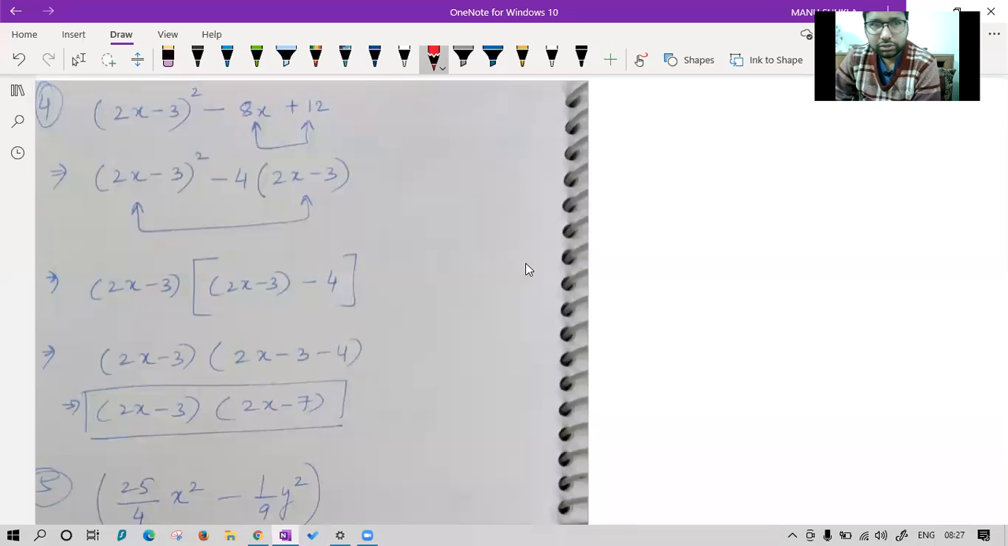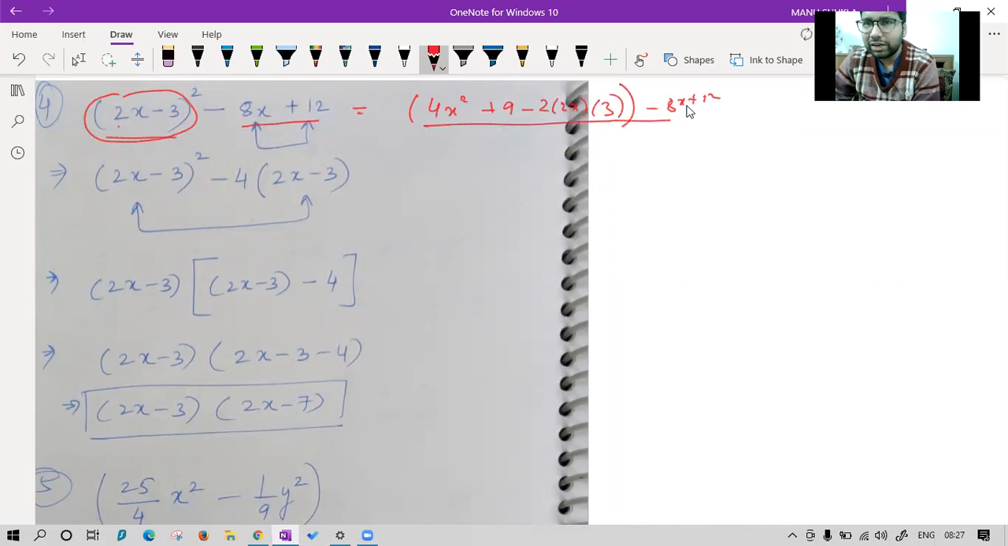Now, the next question is 2x minus 3 whole square minus 8x plus 12. Many of you may be thinking we should open this square. It's okay. You can open it. You can say it becomes 4x square plus 9 minus 2ab, that is 2 into 2x into 3, minus 8x plus 12. It's fine. We can expand this whole square and then after that we will get a quadratic equation.